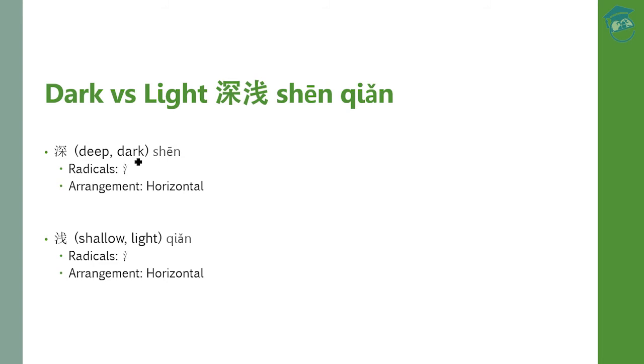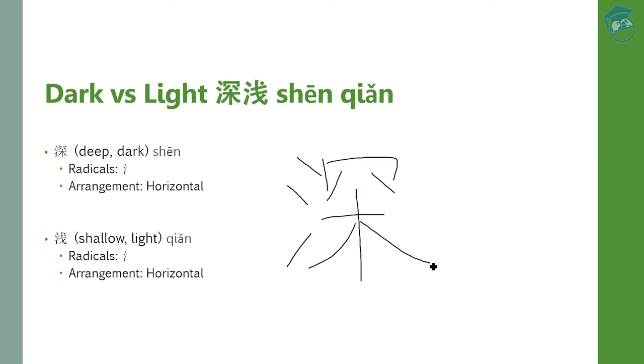This is the pinyin 深, and the radical is this one, on the left there. As you can see, this radical is related to water because you are talking about the depth of something, for example the depth of the sea. The arrangement is horizontal because you have left and right components here. Let's look at how to write 深. 1, 2, 3, 4, 5, 6, 7, 8, 9, 10, 11. 11 strokes for this word, 深.